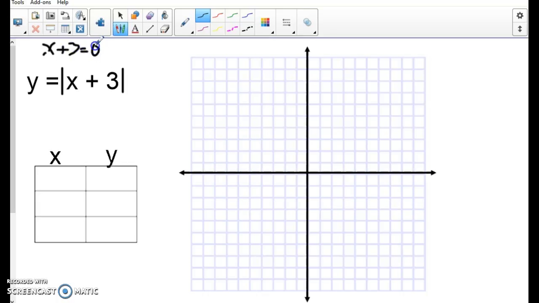And again, there's only one answer here. x would have to be -3. -3 plus 3 gives me 0. So if I plug in -3, -3 plus 3 gives me 0. So I'm graphing -3, 0.